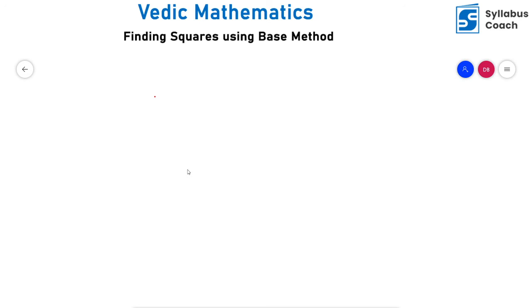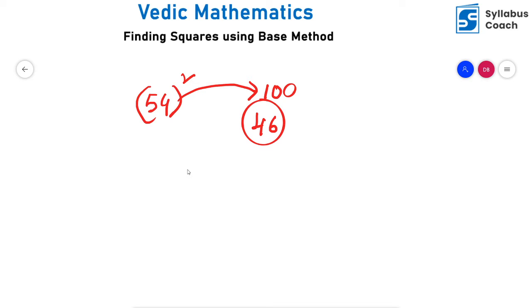Let's take an example. When you use 54, right? When you're trying to square this 54, and if you use the base method where you compare this number with 100, comparison would become difficult because it's 46 less than 100, and when you square 46, that's going to be hectic, right? So that's why we have different techniques called non-base method.